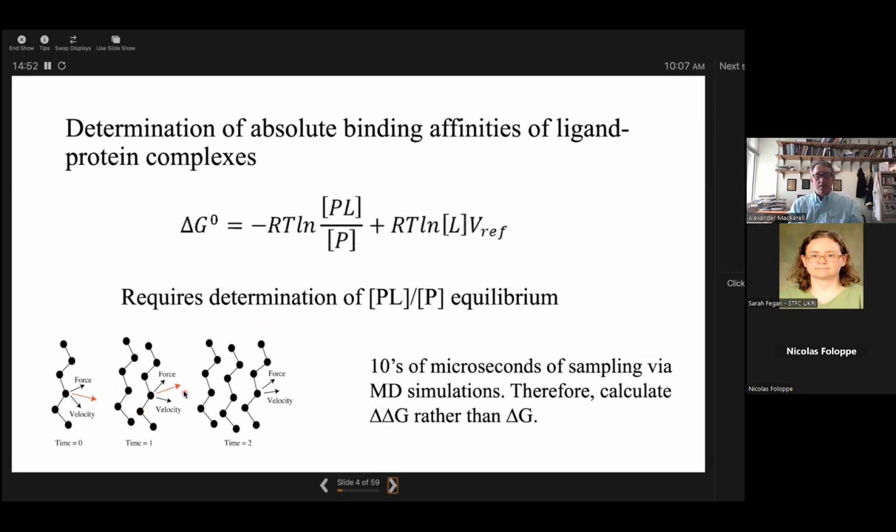And I have my little image of integrating Newton's equation of motion for different time steps. However, to really calculate this equilibrium using MD alone, it takes simulations on the order of tens of microseconds or more. So basically, this is obviously computationally possible, but very challenging and not really going to be of utility in the context of a drug design and medicinal chemistry campaign.